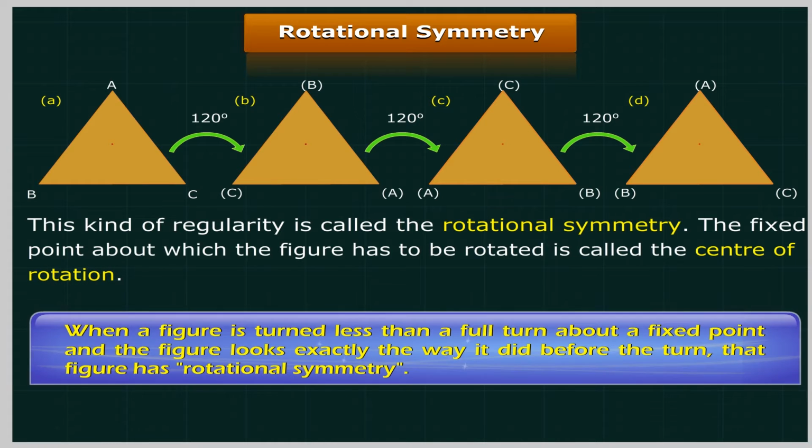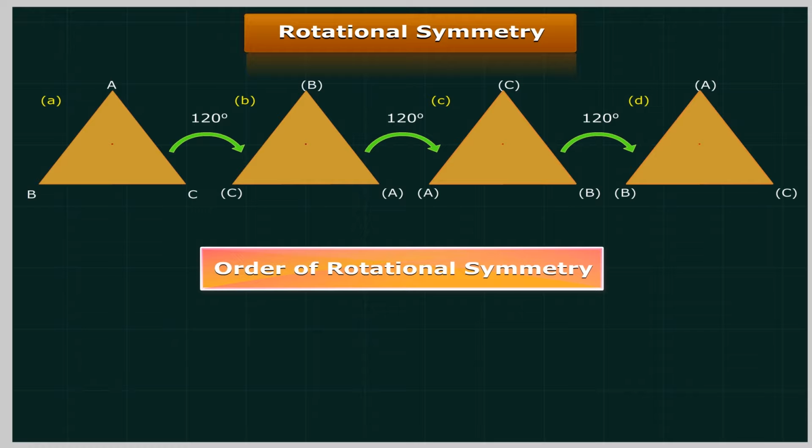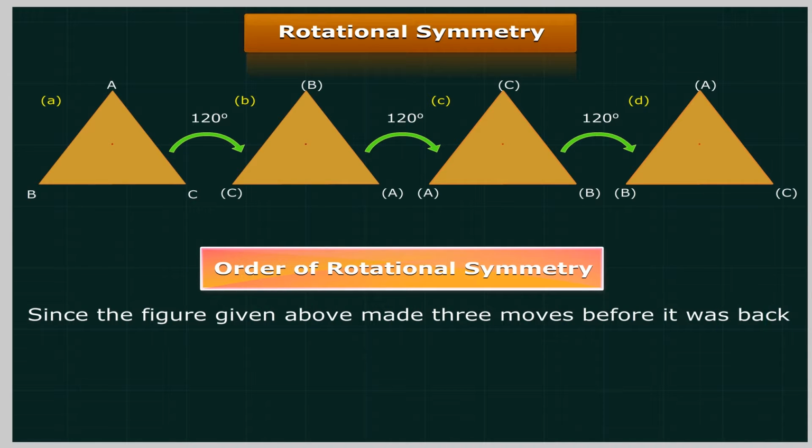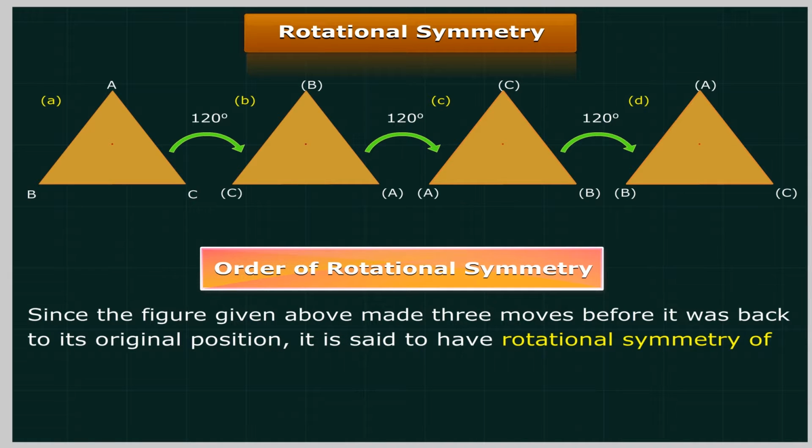When a figure is turned less than a full turn about a fixed point, and the figure looks exactly the way it did before the turn, that figure has rotational symmetry. Order of rotational symmetry. Since the figure made 3 moves before it was back to its original position, it is said to have rotational symmetry of order 3.